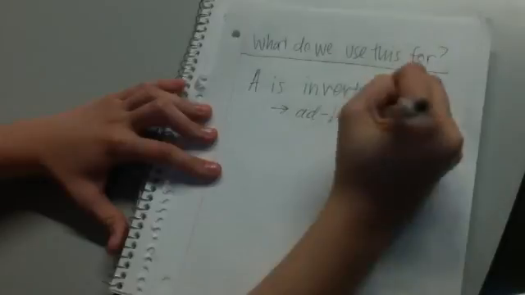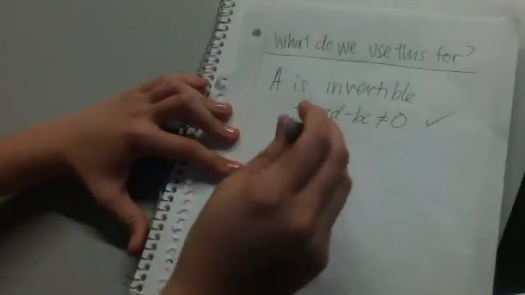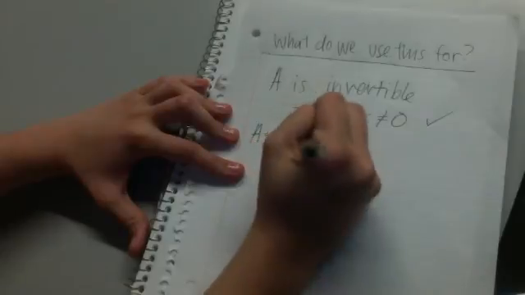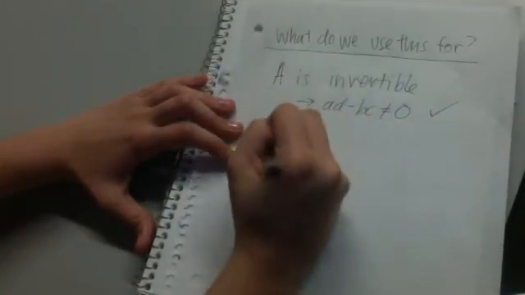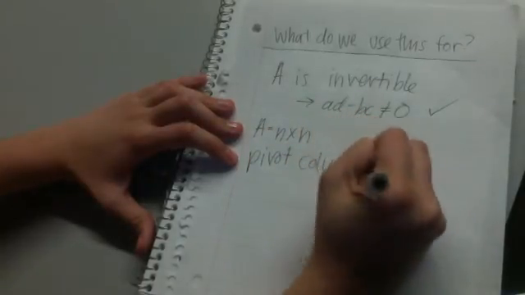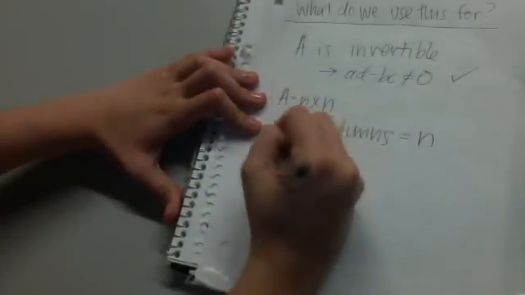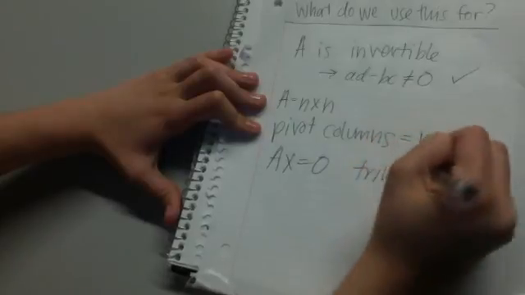due to the simple solution of finding the determinant. If it's not equal to 0, we know it's invertible. Since we know that A is invertible, we know a lot of other things about A as well. We know that A is an n by n matrix. If it's invertible, we know that A has n pivot columns. We also know that the solution to AX equals 0 has only the trivial solution.